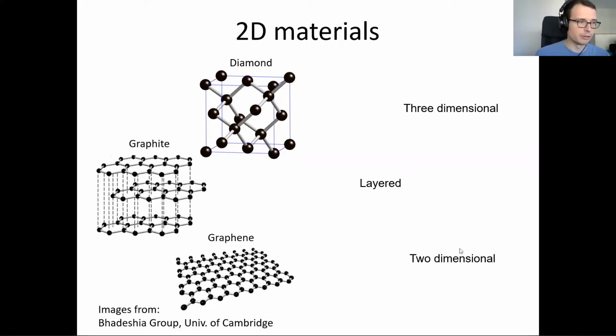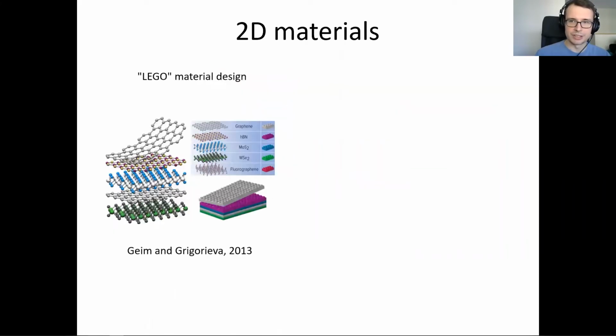So graphene was first isolated in 2004. And over the next decade, there was a lot of experimental progress to make these materials very clean and have very good transport properties. And about a decade later, in 2013, there was this idea that you could use the 2D materials as building blocks for metamaterials that had custom physics and electronics properties.